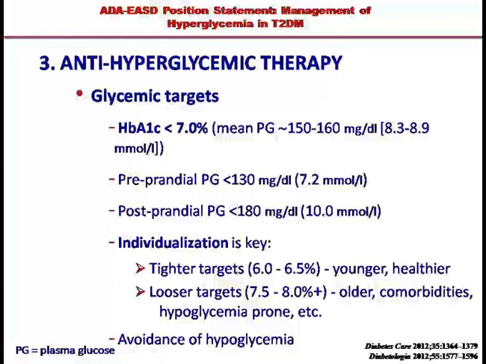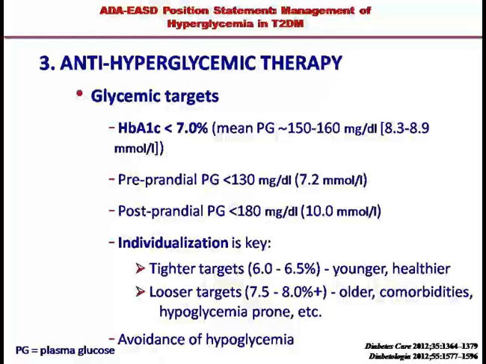So what will be the anti-glycemic therapy? One is that you have to have a glycemic target. That means as per ADA recommendation, A1C should be less than 7%, and that means mean plasma glucose of 150 to 160 milligram per deciliter. And preprandial should be less than 130, and postprandial should be less than 180. But it has to be individualized.